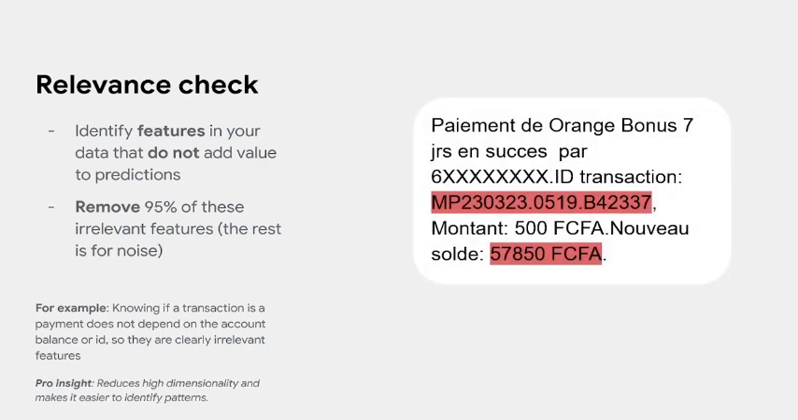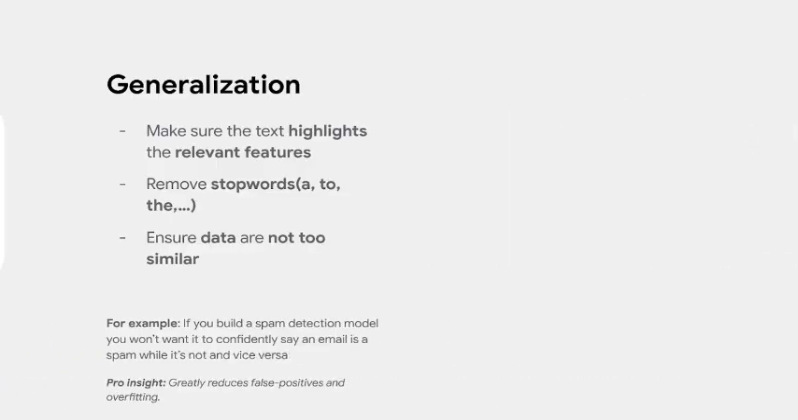So this is an example. You have to determine if this transaction is a payment or not. You can bear with me that the transaction ID and the balance are values that are not really important to us. So that's the point of doing this relevance check. We are going to remove them.